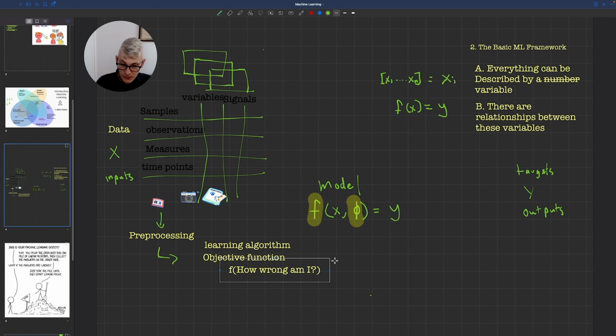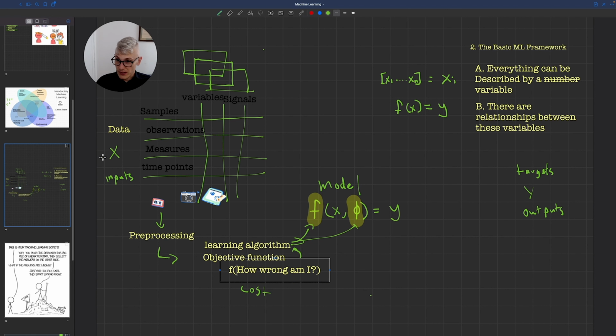Now, sometimes you might hear it called the cost. And the learning algorithm is going to consume this cost, and it's going to figure out how wrong your guess was, and it's going to make some changes to the parameters. So the learning algorithm specifies how we change the function and its parameters in response to a measure of wrongness that we get from our objective function. Okay, so now we have a kind of iterative procedure.